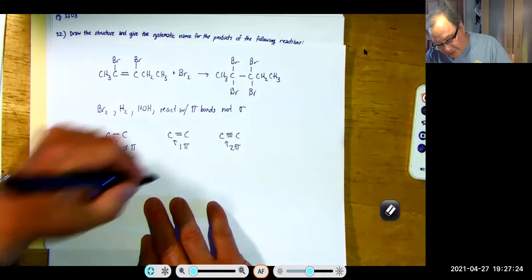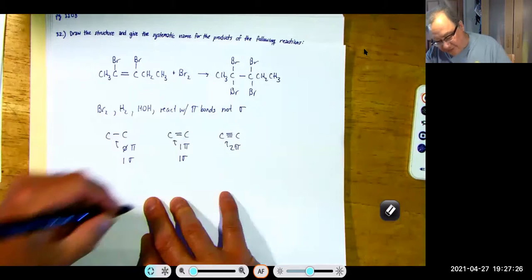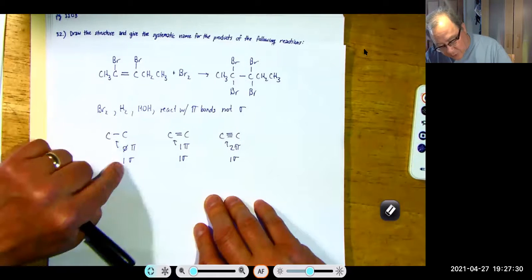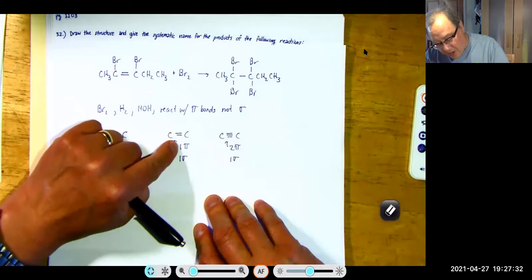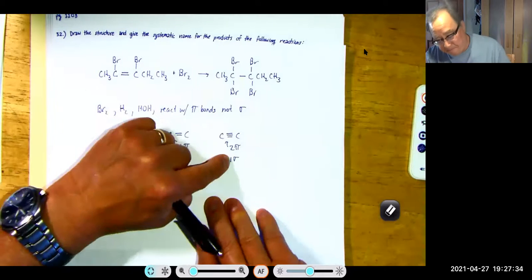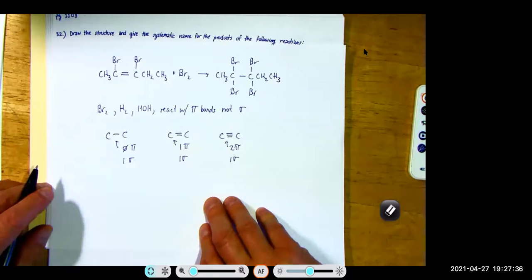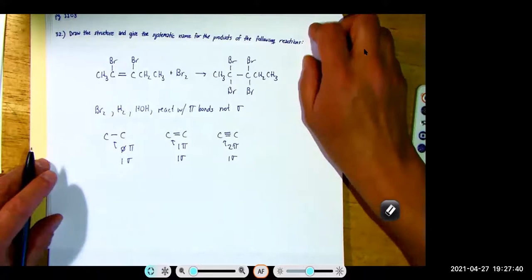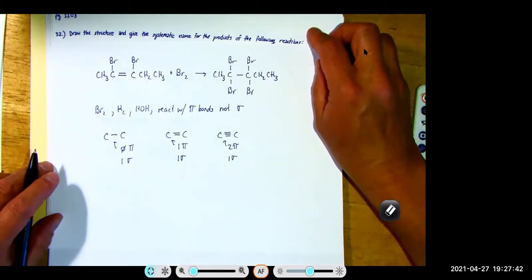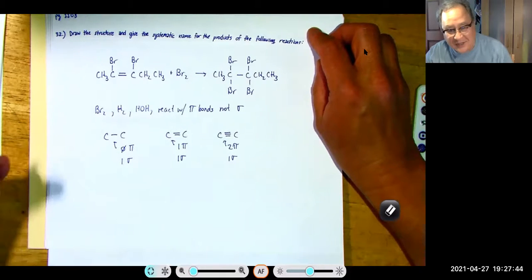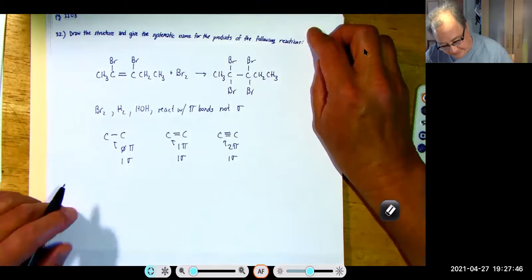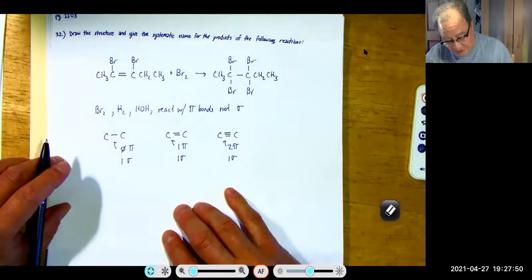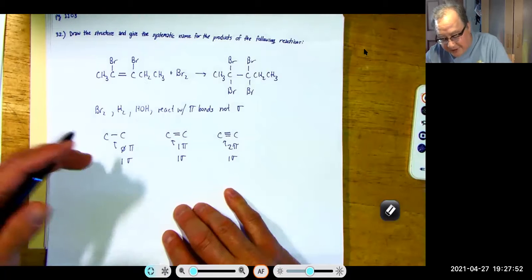We also have 1 sigma here, and we also have 1 sigma here. So if you have a single bond, it's a sigma. Double bond, it's 1 sigma, 1 pi. Triple bond, it's 1 sigma, 2 pi. Which one is my favorite? The triple bond, because it's got lots of pi. Okay, stupid joke.